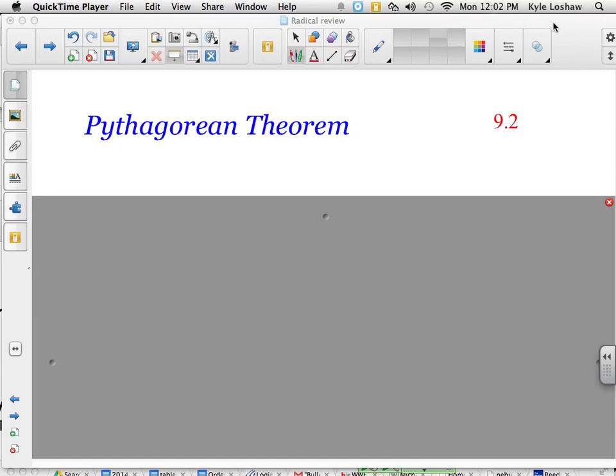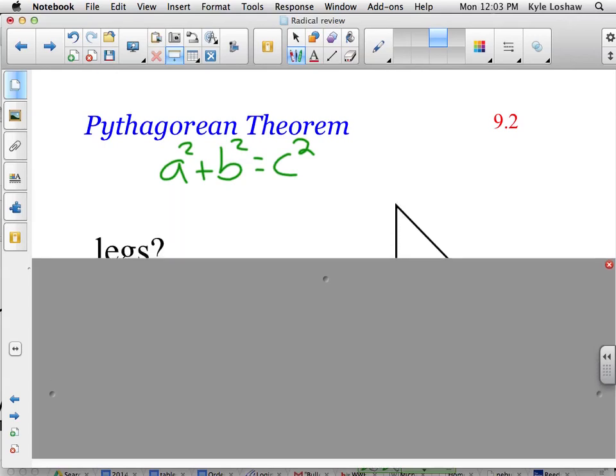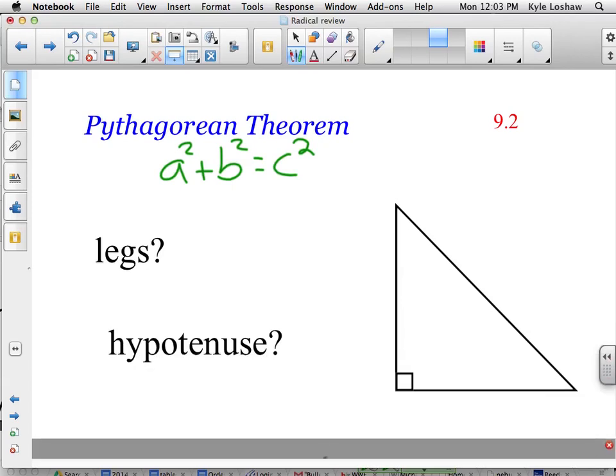All right. Today's short lesson is on the Pythagorean theorem. We've talked a little bit about this. So you guys know the Pythagorean theorem is a squared plus b squared equals c squared. During block, we are going to look at how that comes to be and how that works. But for right now, we get the basics down. So we have the legs and then we have the hypotenuse.